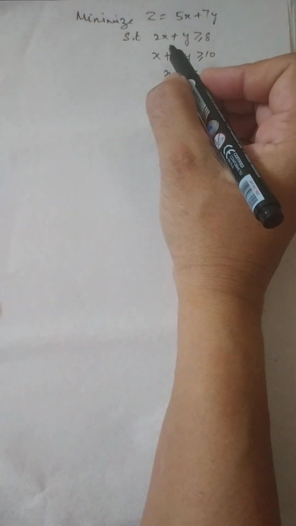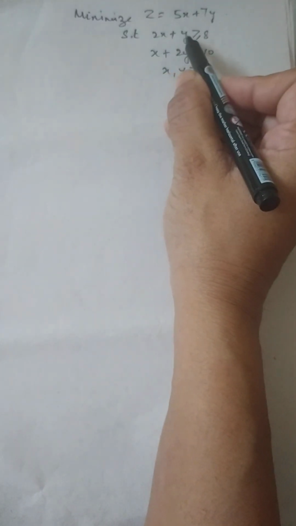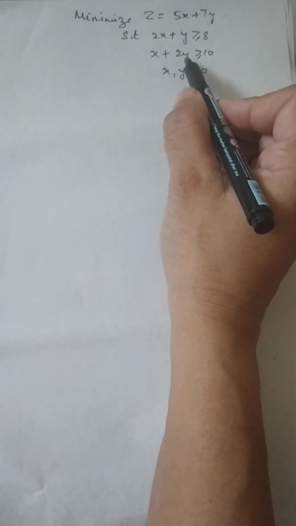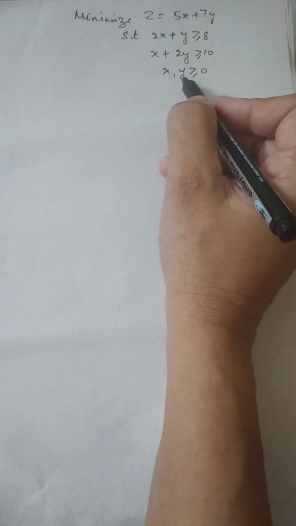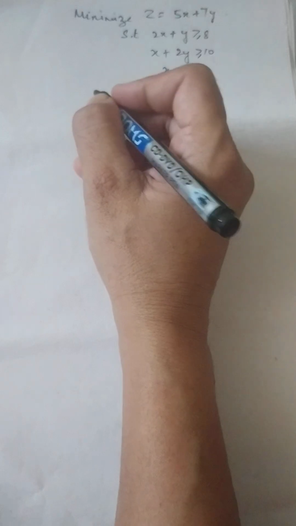So students, today we will solve this linear programming problem where we are given: minimize z equal to 5x plus 7y, such that 2x plus y is greater than or equal to 8, x plus 2y is greater than or equal to 10, and x and y both are positive. So for solving this we will draw the graph.